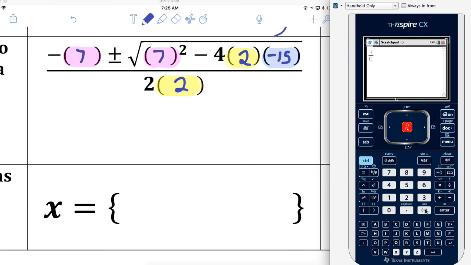So I'm going to start with negative, parenthesis, 7, parenthesis, okay? That plus or minus means that I'm going to have to type this equation in 2 times. I'm going to have to type it in once with a plus and once with a minus, not at the same time, okay? So I'm going to use the plus first. Actually, I'm going to use the minus first so it goes in order.